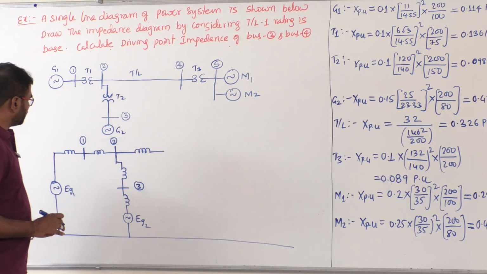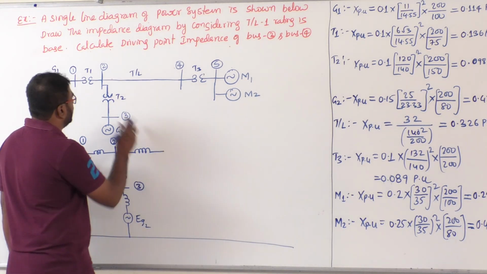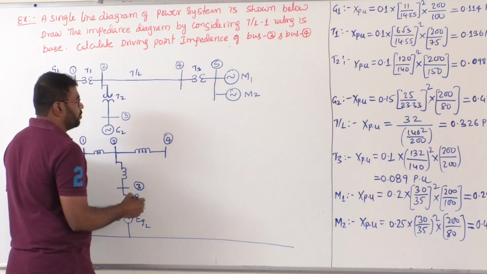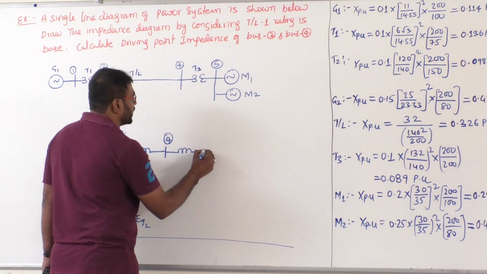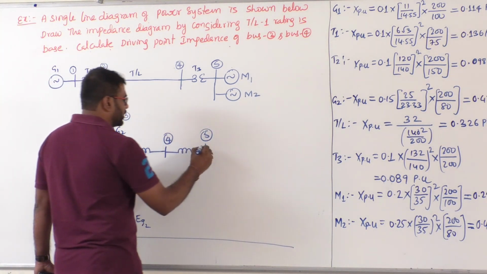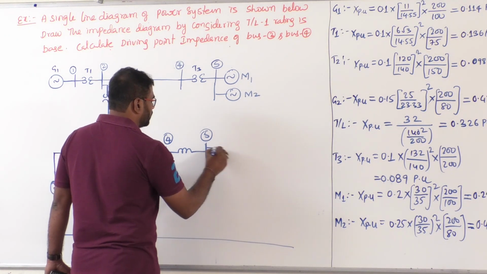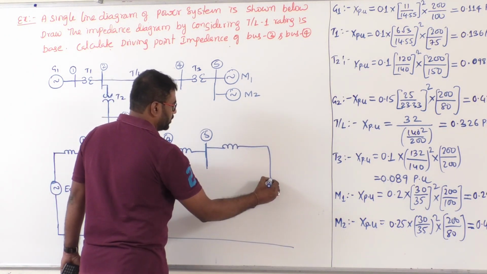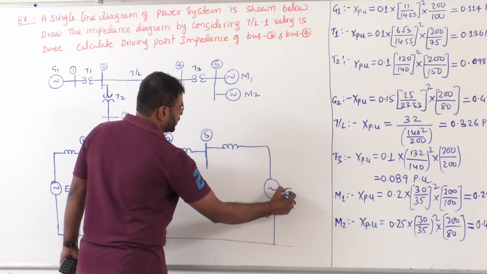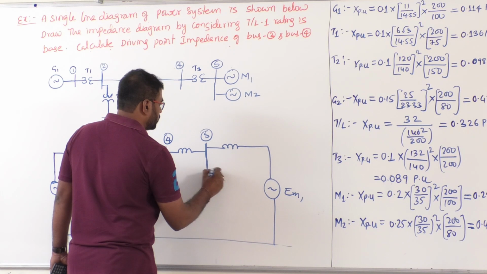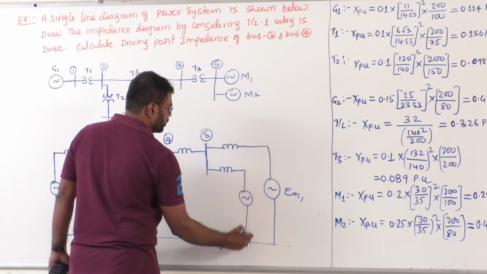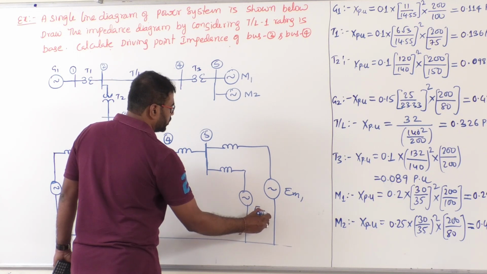And after bus 2, let's move on to the right side. There is a bus 4 here. From bus 4, a transformer is connected between buses 4 and 5. Then after that, 2 motors are connected in parallel. Motor 1 I am showing, this is for motor 1. I can write EM1 here. Now this is for motor 2. I can write EM2 here.